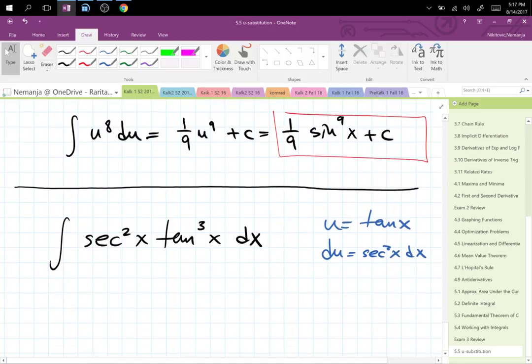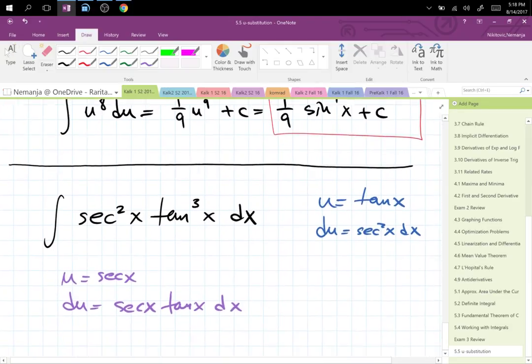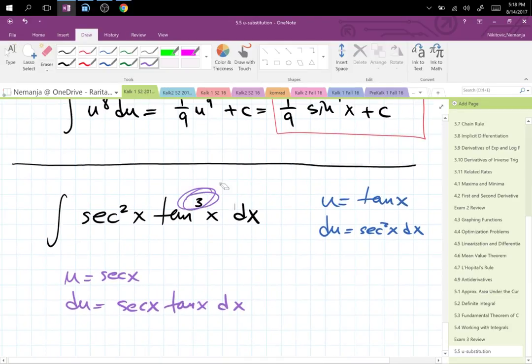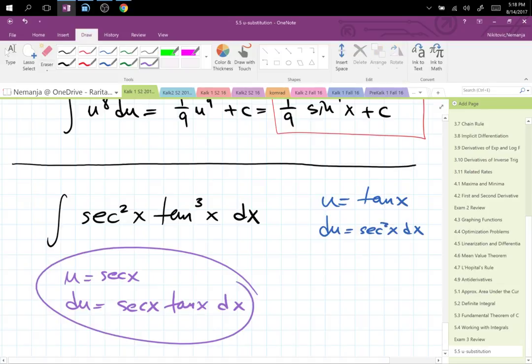So this is where the skill is for this section. Figure out which one is the function and which one is the derivative. If you pick secant, then the derivative is secant tangent, and you're just going to get stuck with extra tangents. So let's make a wrong sub first. Let's say u equals secant x, and du must be secant x tangent x dx. You see that you actually have 3 tangents, but your substitution has only 1 tangent.